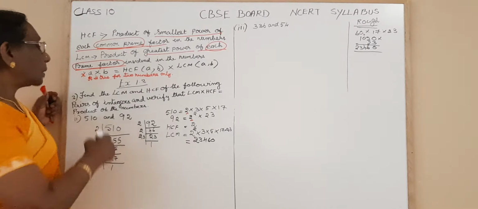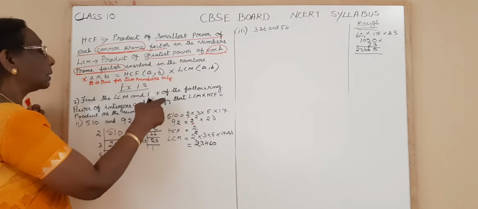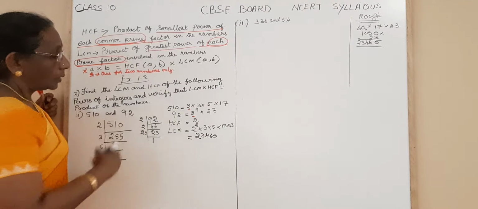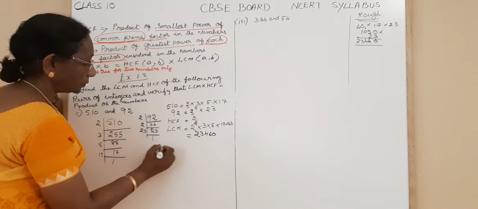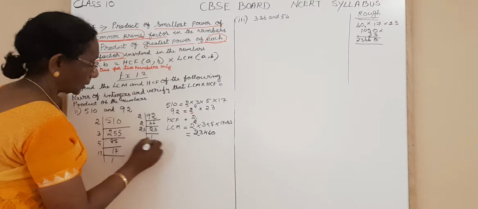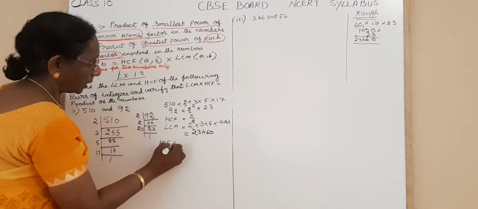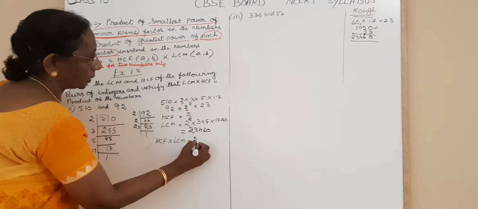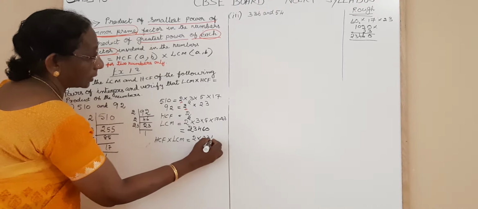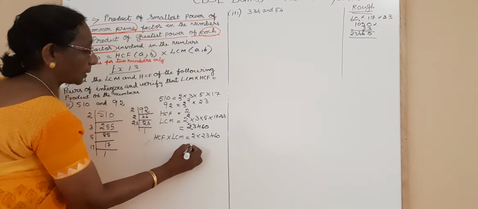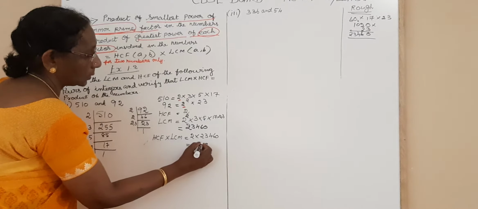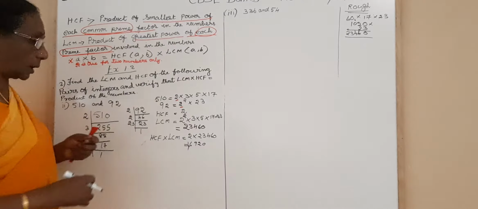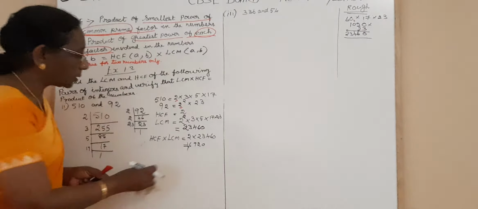Okay, now we have to check. What do we have to check? Verify LCM into HCF is equal to product of the numbers. So first let us find HCF into LCM. What is the HCF and LCM? 2 into 23,460. So multiply, what do you get? 2, 9, 6, 4. 46,920 we are getting.